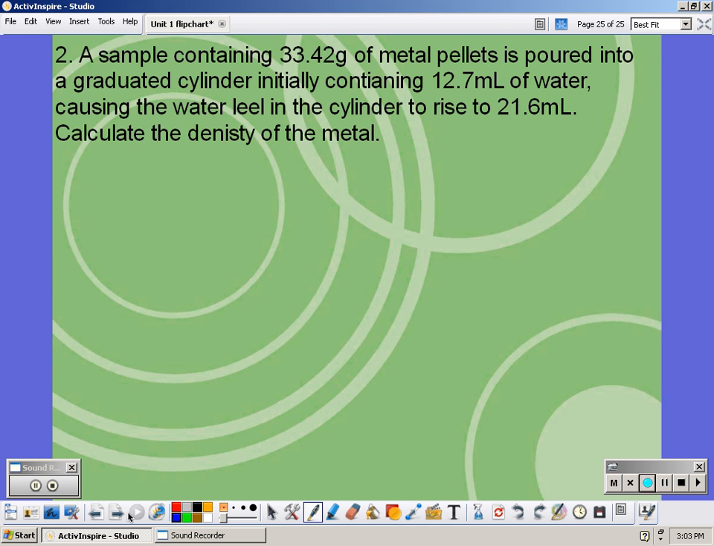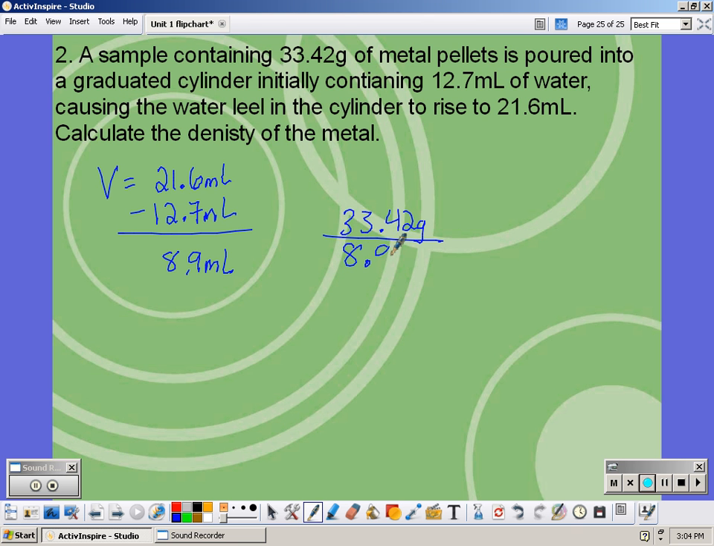In our second example, we have a sample containing 33.42 grams, and it's water displacement this time. So for our volume, we'll have to say 21.6 milliliters minus 12.7 milliliters. And when you add and subtract, you want to use the fewest decimal places. So we would have 8.9 milliliters for our volume. So our mass, 33.42 grams, divided by 8.9 milliliters. Our mass has 4 sig figs in it, but our volume only has 2, so we would want an answer of 3.8 grams per milliliter. Whoops, that should have been milliliter.